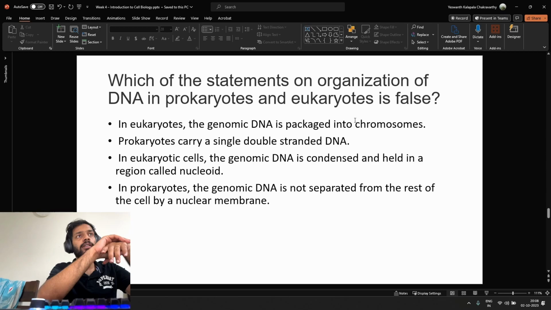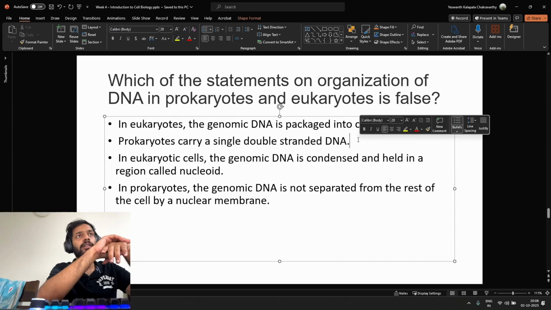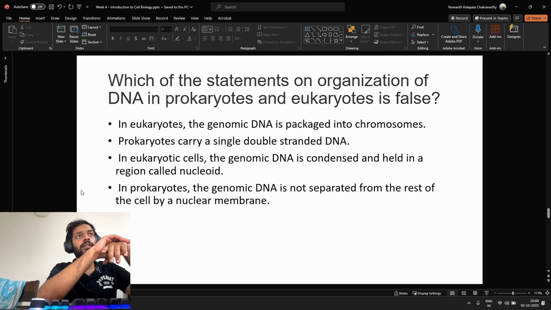Okay. So, do eukaryotes have their genomic DNA condensed and held in a region called nucleoid? Is not present. Yeah, so prokaryotes do have double-stranded DNA, right? Prokaryotes have double-stranded DNA. Nuclear DNA is not present. Correct. So they do not have a nucleus. Instead, they have something called a nucleoid. Whereas eukaryotes have a nucleus, they do not have a nucleoid, right?